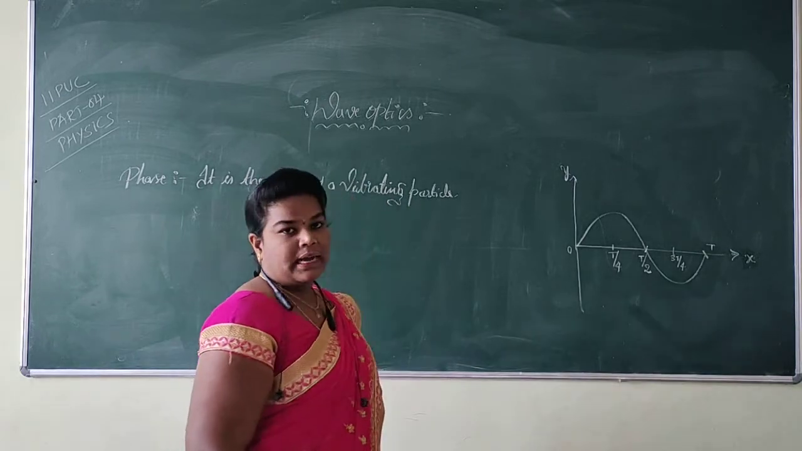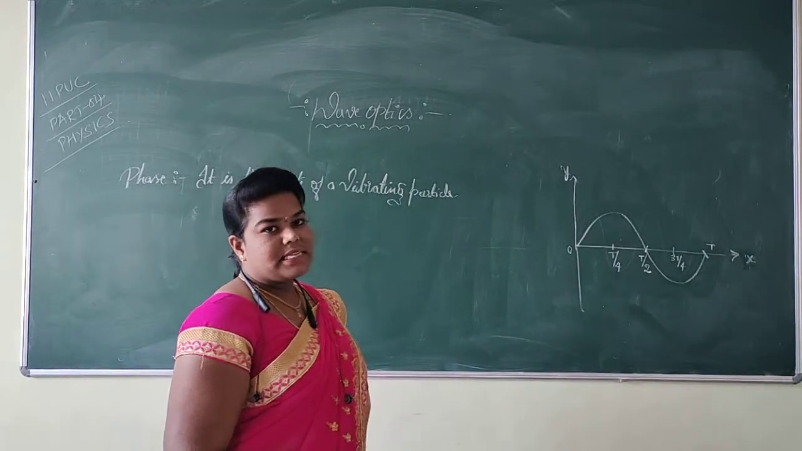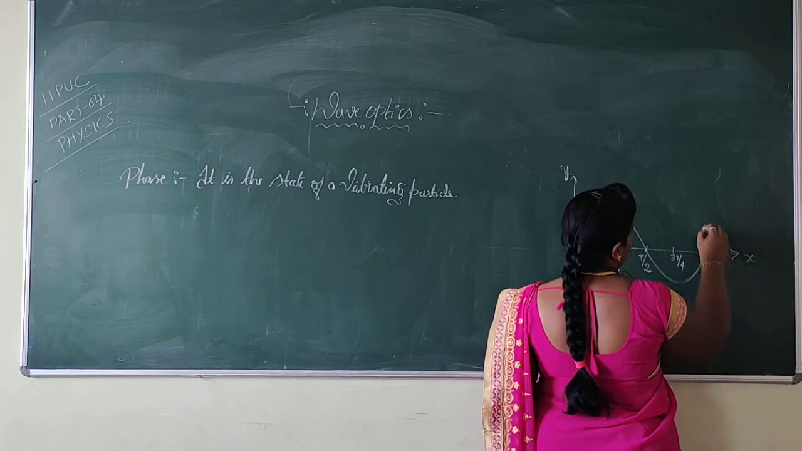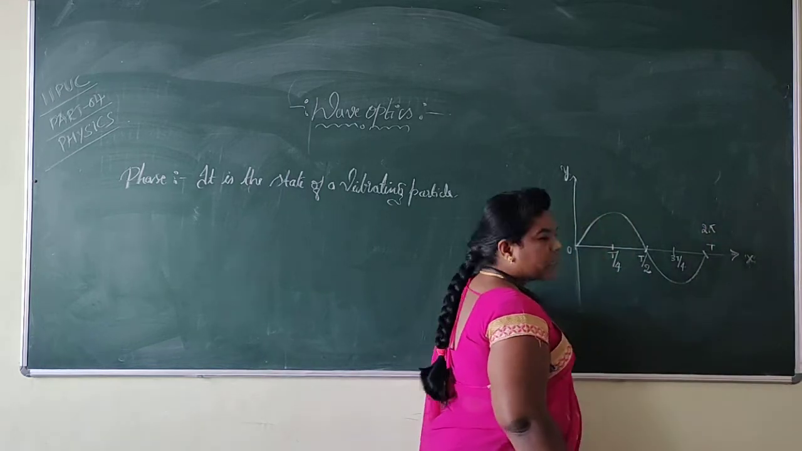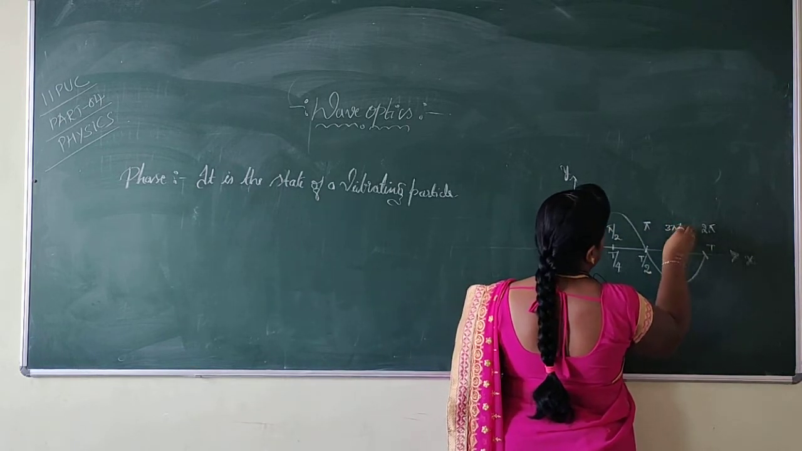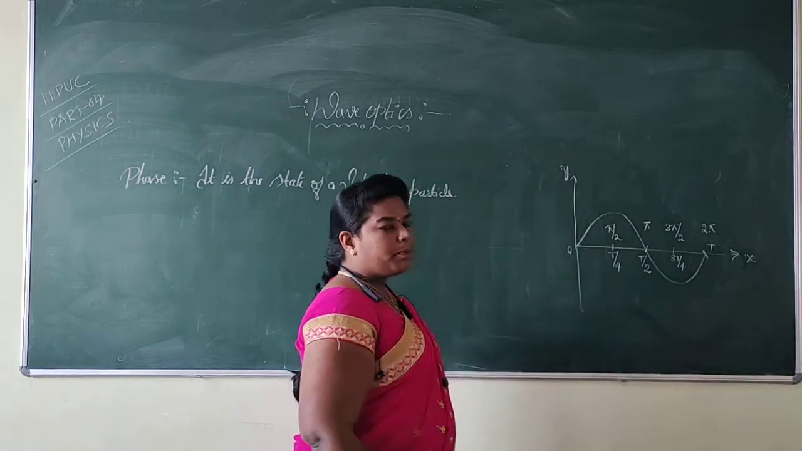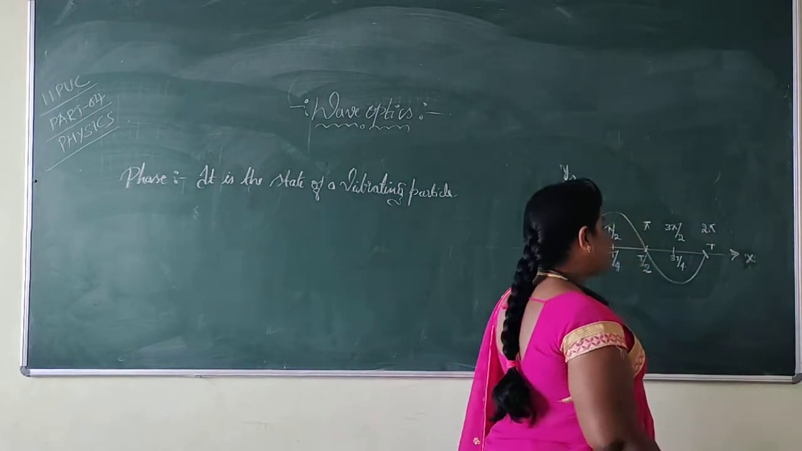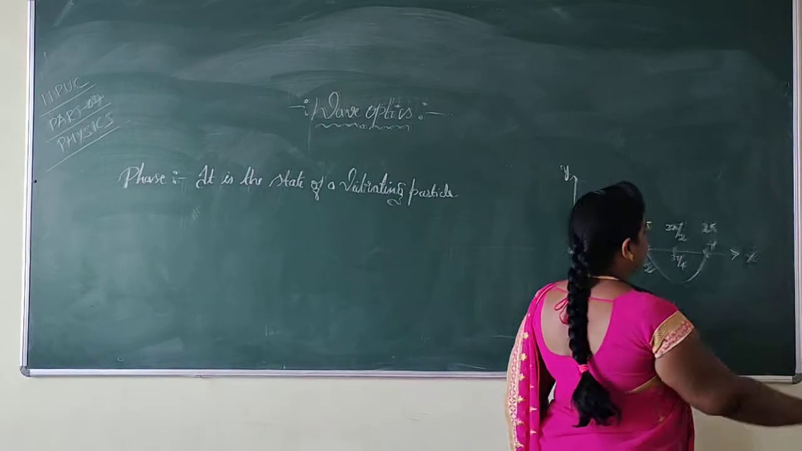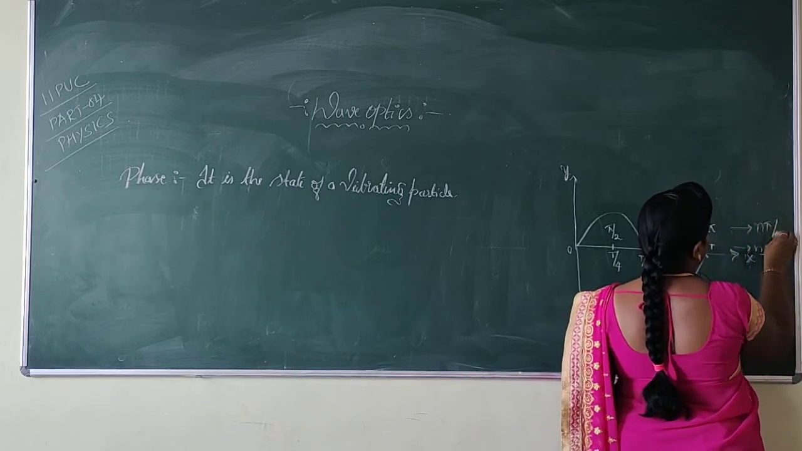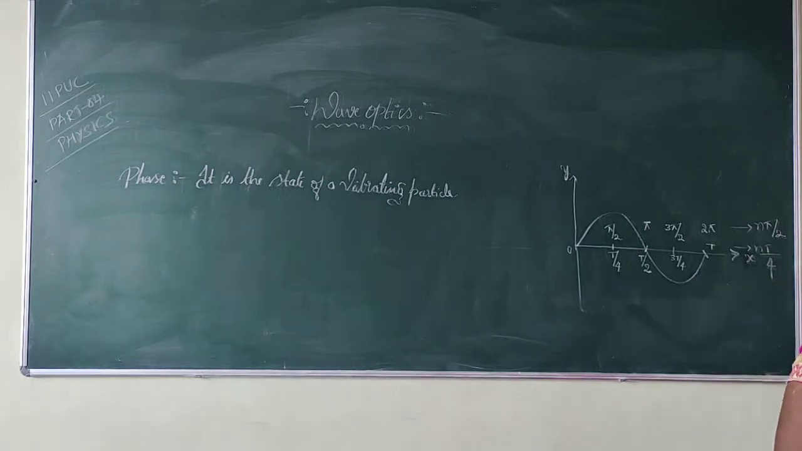Similarly, you can observe that the phase varies as n pi by 2. For one complete cycle or one complete wave, the phase is 2 pi. For half of the wave it becomes pi, for a quarter of the wave it becomes pi by 2, and then it becomes 3 pi by 2. Hope you got it: 0 pi by 2, 1 pi by 2, 2 pi by 2, 3 pi by 2 and 4 pi by 2. That is how we observe that the time period varies as nT by 4 and the phase varies as n pi by 2.